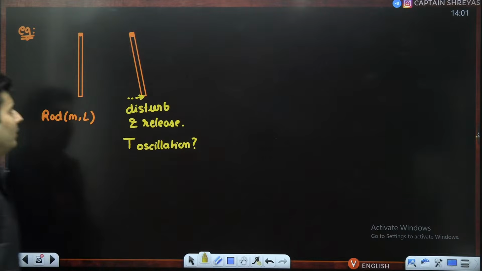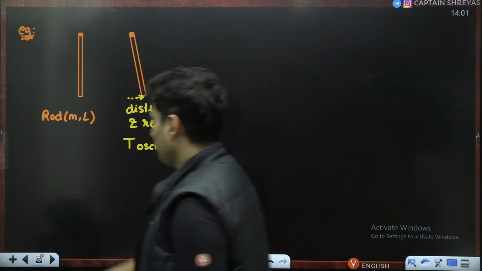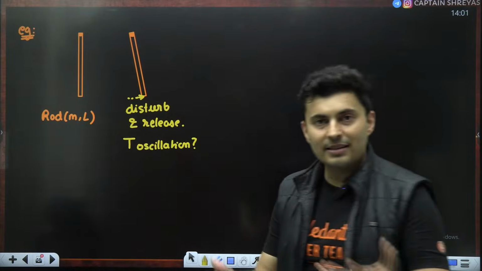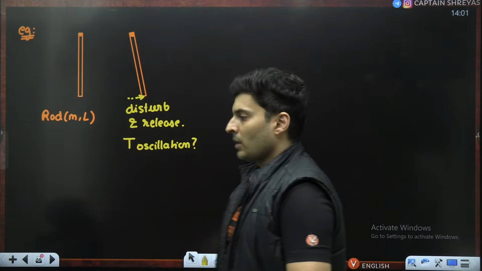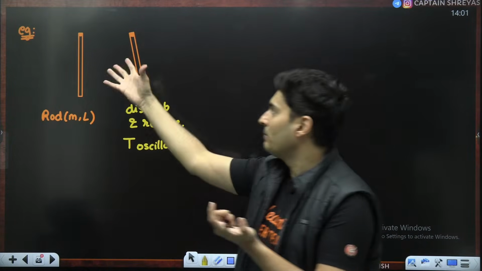Find the time period of this particular oscillation. It will keep going back and forth. That is the question. All right. First of all, you should realize that this is actually a physical pendulum, not a simple pendulum. Why is it a physical pendulum? It's not a point mass, it's a distributed mass, it's a big body.